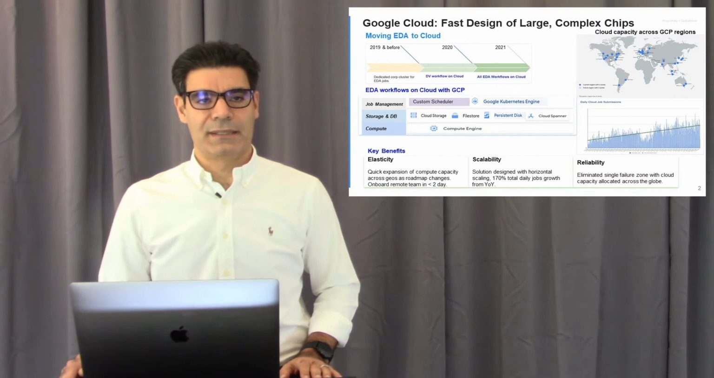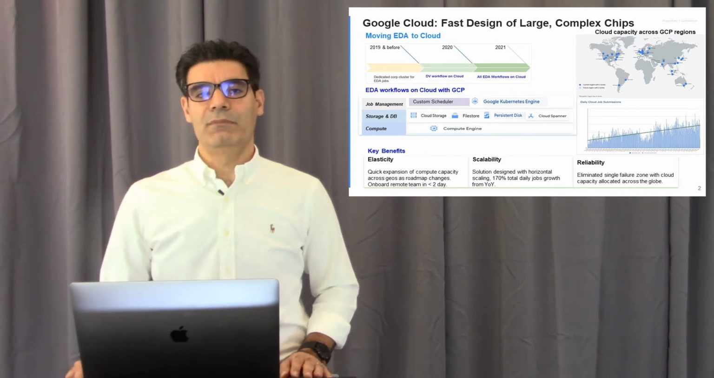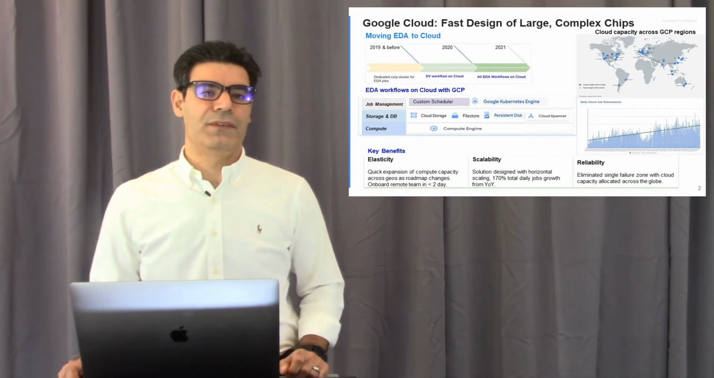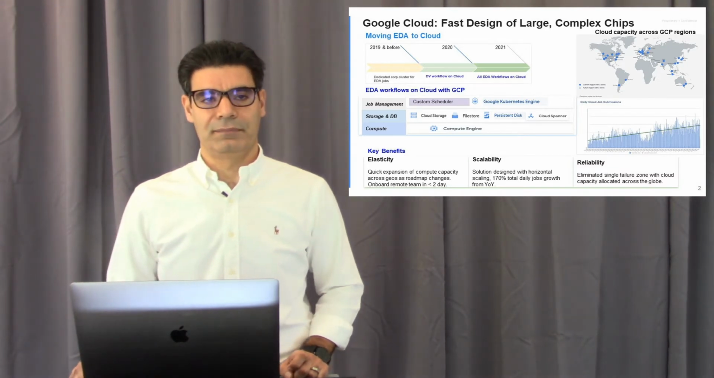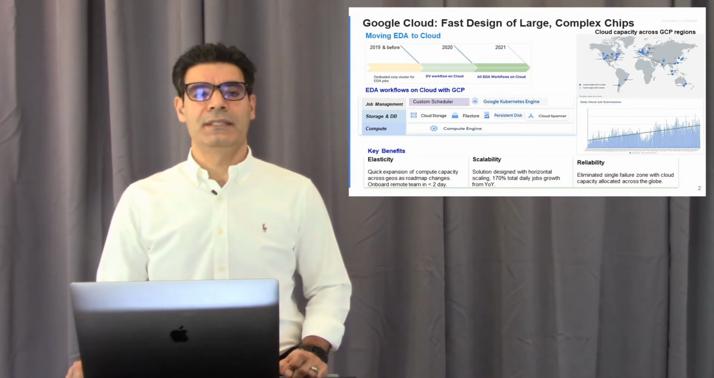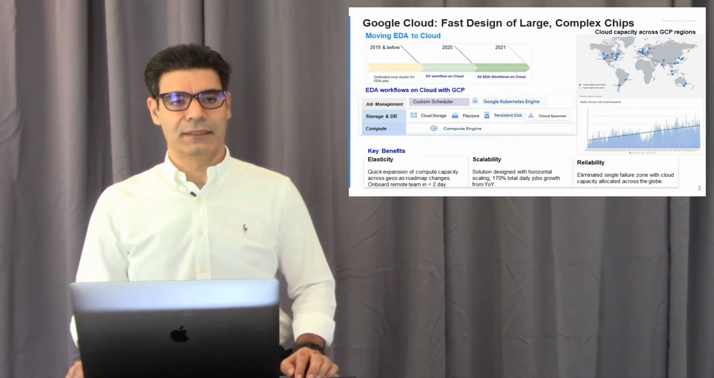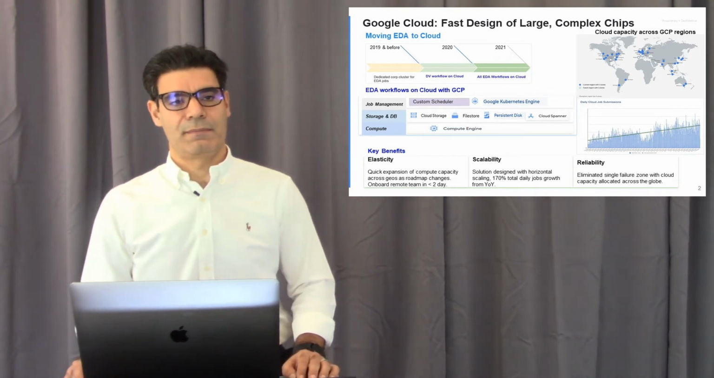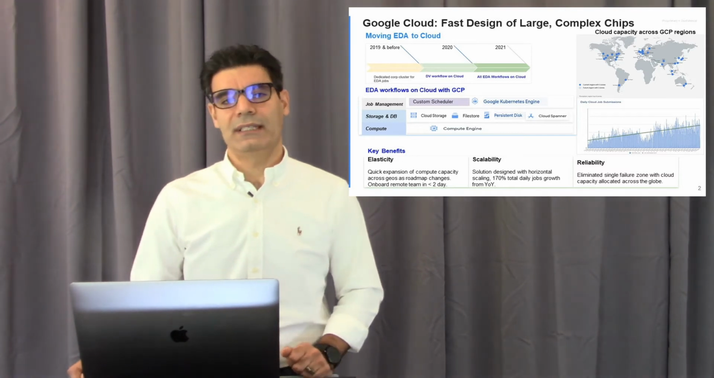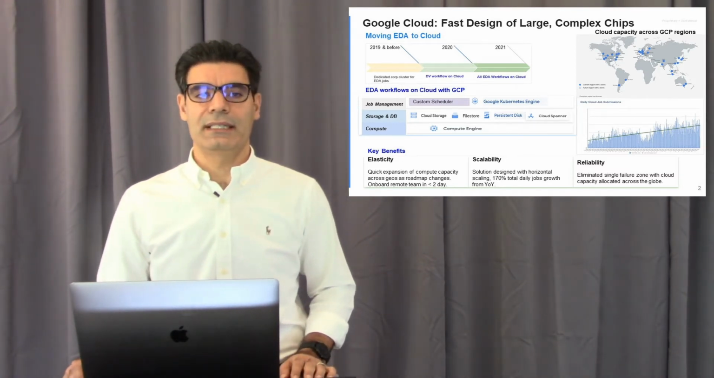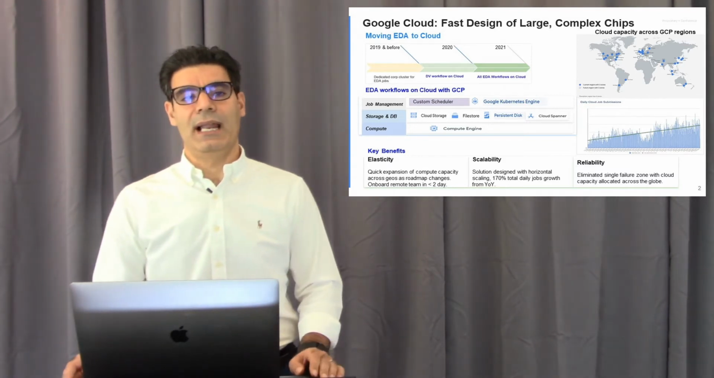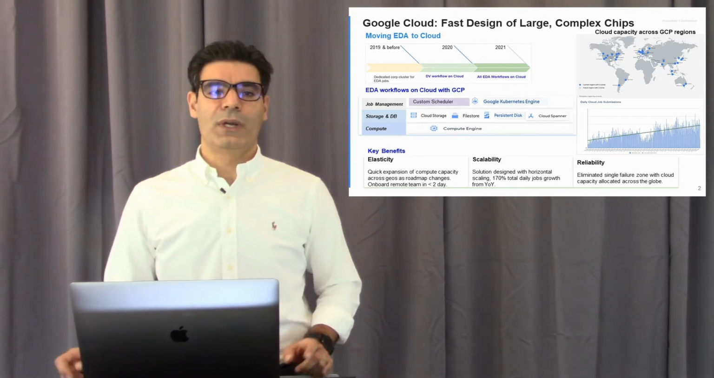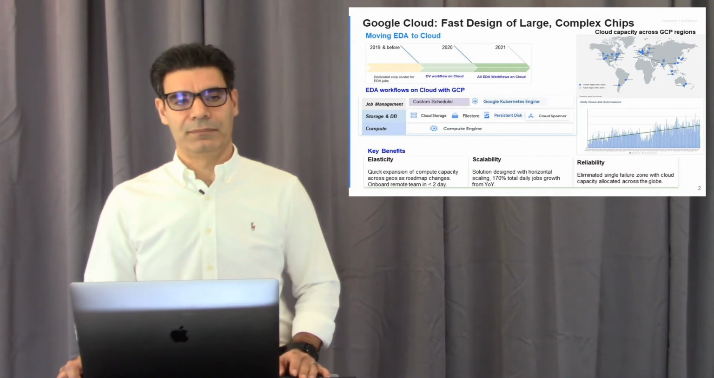for our EDA applications. Some other benefits that we can get by moving to cloud is elasticity. So we are able to get more quota in a matter of a few hours versus months for on-prem expansion. Another benefit is scalability. Solutions are designed with horizontal scaling. Here you can see how our total daily job submissions to cloud has increased. We also get reliability by using cloud, because obviously you can eliminate a single failure zone with cloud capacity allocated across the entire globe. This was a super positive experience for us. We are collaborating with all EDA vendors to enable them on cloud.